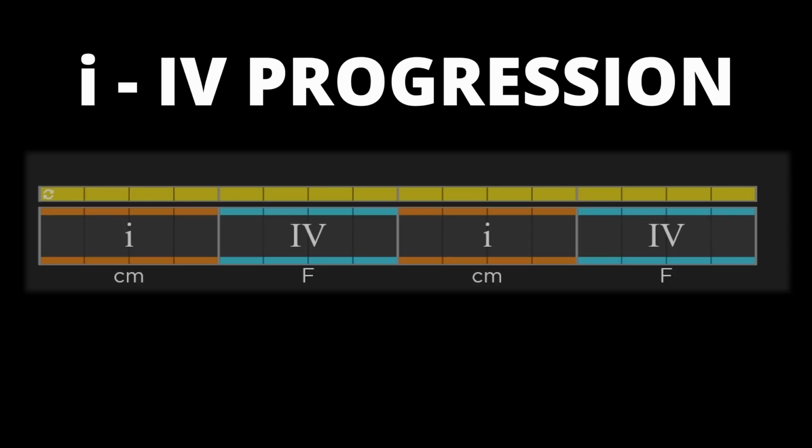The first chord progression is a really simple one. We alternate between the 1 chord and the 4 chord. You may be familiar with this sound. It was used extensively by Pink Floyd, amongst other artists.